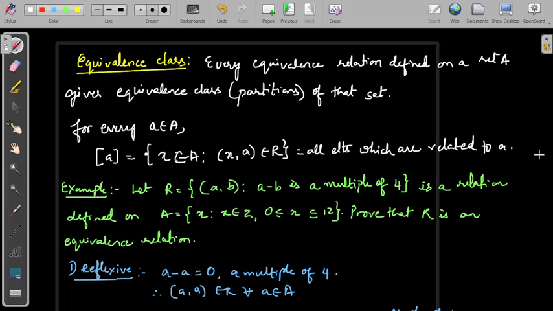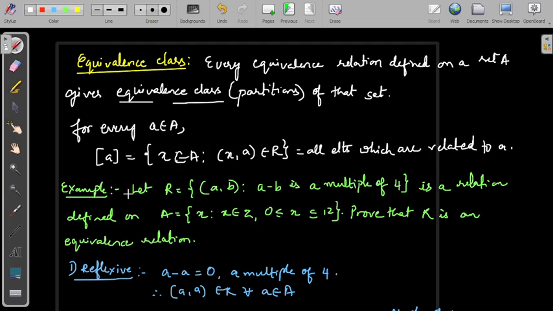In this video, I'll explain what is meant by an equivalence class and how to find the equivalence class of an equivalence relation. Every equivalence relation which is defined on a set A gives equivalence classes, that is nothing but partitions of the given set. That means for every element a of the given set A, the equivalence class of a is denoted like this, and it contains all those elements of the set A which are related to a. It is the set of all x such that the ordered pair (x, a) belongs to the given relation R. Then we call that set the equivalence class of a.